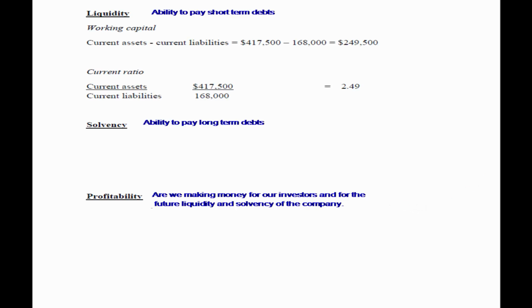The first two liquidity ratios we're going to calculate are working capital and current ratio. Working capital is current assets minus current liabilities. What we're looking for here is that we have more current assets than we do current liabilities. Current assets are those assets that are going to disappear or turn into cash within a year, and current liabilities need to be paid within 1 year.